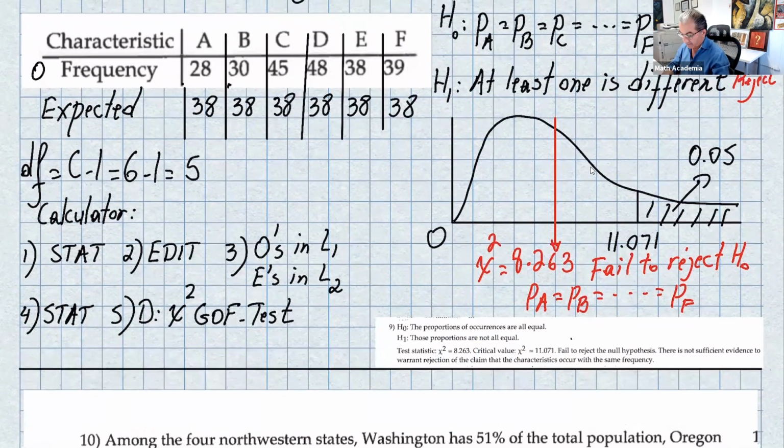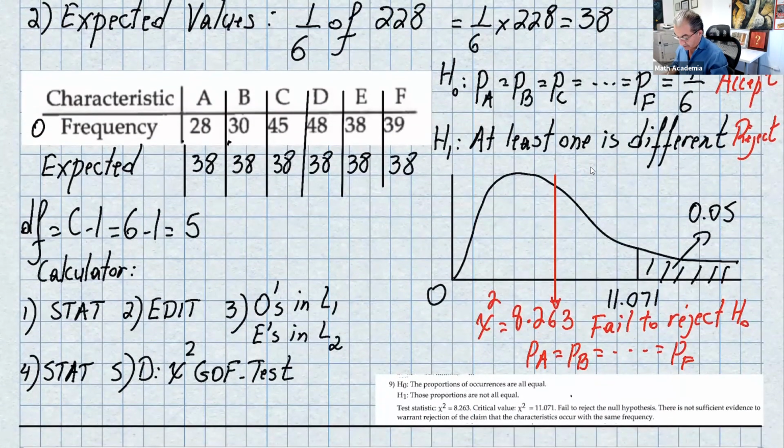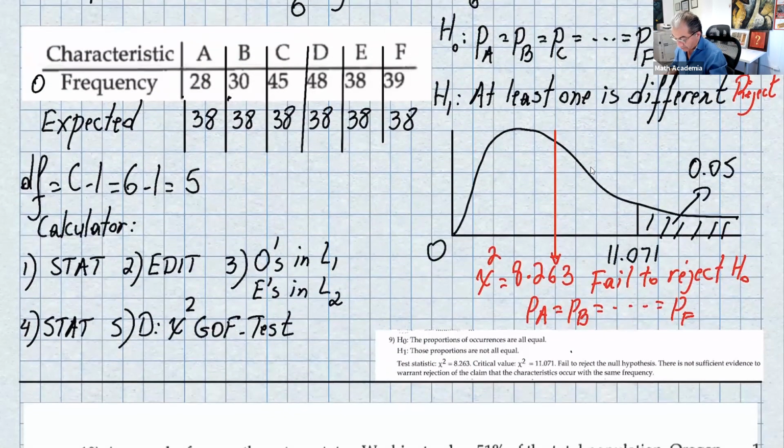So let's see, I said fail to reject. So we accept that and we reject that. So we said, recall, and here it says there is not sufficient evidence to warrant the rejection that they are equal. So if there is not sufficient evidence to warrant the rejection, that means we accept that. So it's the same conclusion.